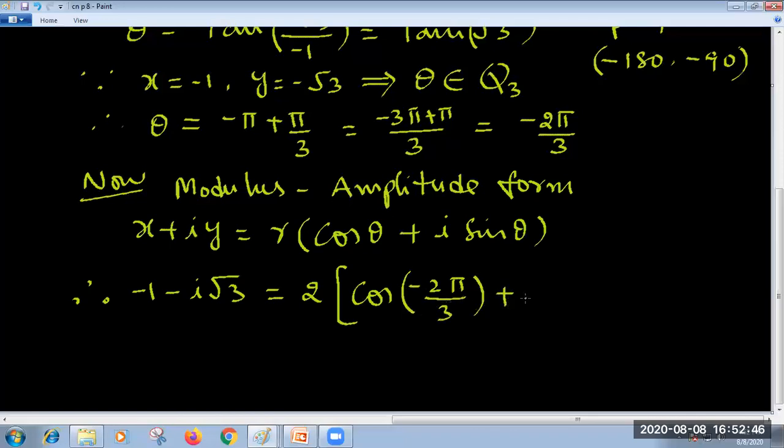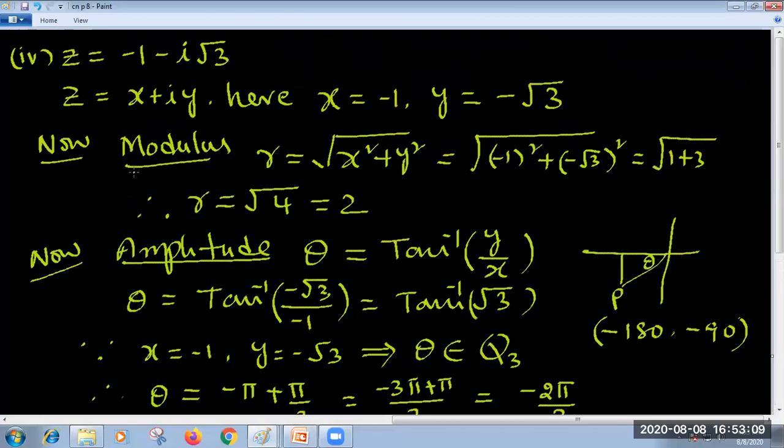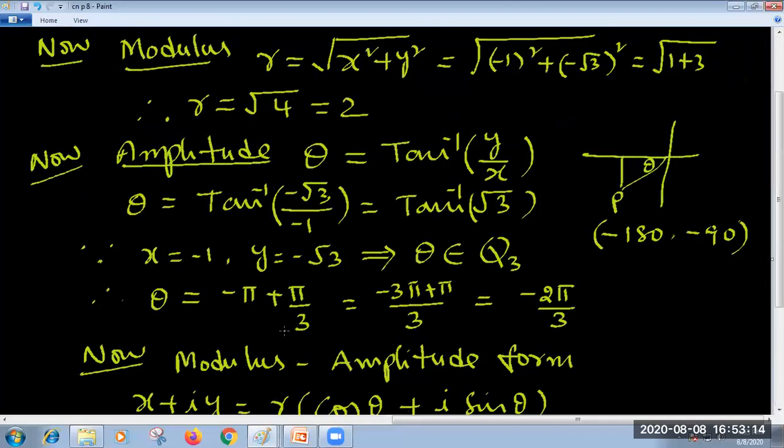We have to substitute the r value and theta value in this. So if we separately find the r value and theta value and substitute them in this, we get the modulus amplitude form. Very simple, the name itself is very clear. Modulus amplitude. First find the modulus, that is the r value, by using under root x square plus y square, and the amplitude theta by using theta is equal to tan inverse y by x. The only thing you have to remember is in which quadrant this point belongs to.